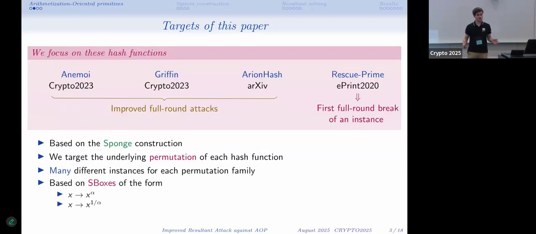All of these hash functions are based on the sponge construction, and here we only target the underlying permutation. Do note that there are many different instances of each of these hash functions. They are much more like permutation families, but they all have in common one particular fact, which is that they're all based on S-boxes of the form either x gives x to the alpha or x gives x to the 1 over alpha, which is the main thing that we will actually use.